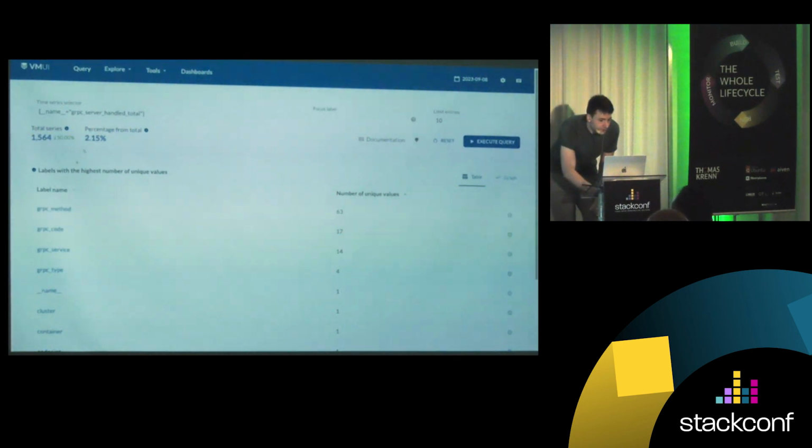So when we open this metric, we see that it consists of the following labels: gRPC method, gRPC code, gRPC service, and the most expensive label here is gRPC method because it has 63 unique values.